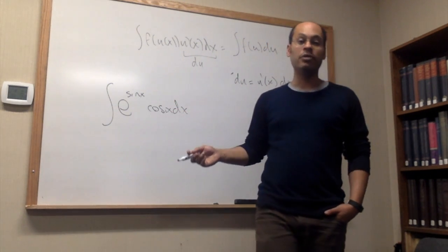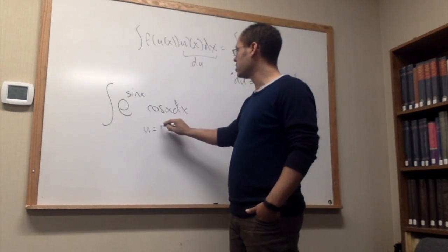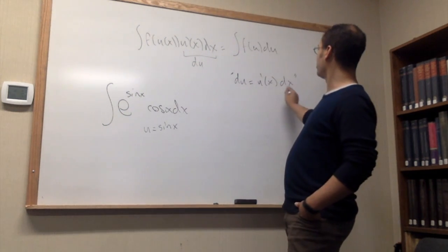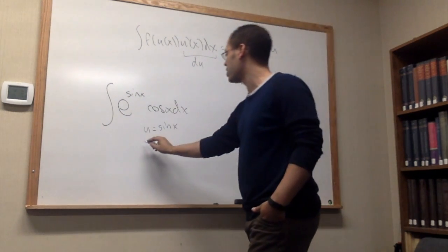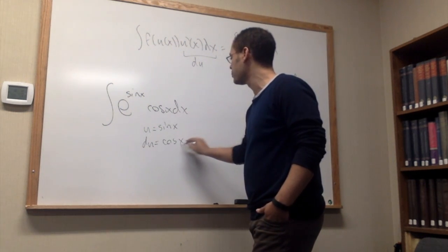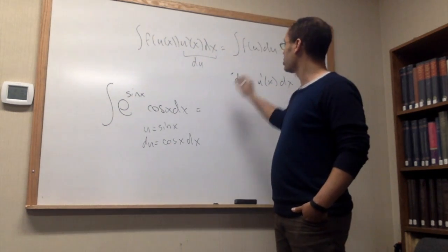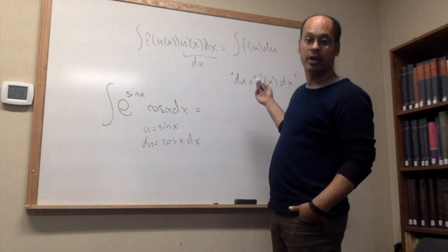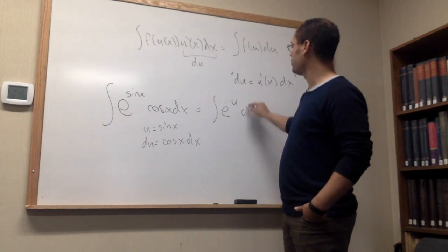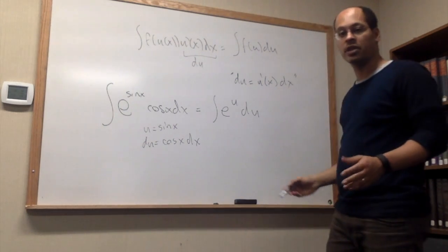So to apply the U-substitution rule, I would set u to be the sine of x. I would say that du is the derivative of this with a dx in front. So du, the derivative of sine, is cosine x with a dx in front. And using this, the rule says that I can rewrite this integral as an integral in u, namely e to the u du. Like magic, the sine and the cosine have disappeared.